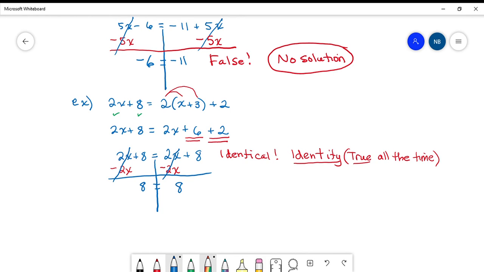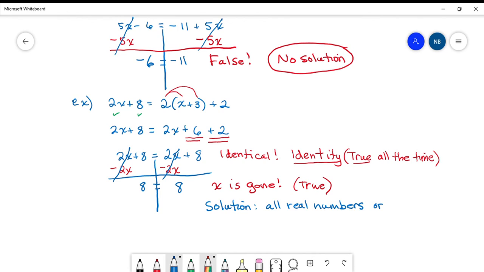The x's have disappeared. Let's write that down. X is gone. And we're left with something that's true. So again, we got something that's true all the time. So the solution is all real numbers.